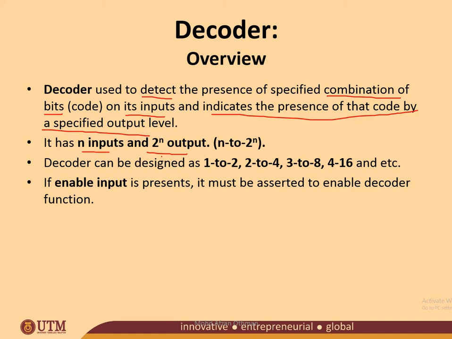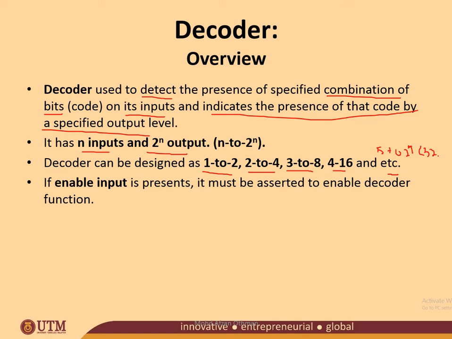So a decoder can be designed as 1 to 2, 2 to 4, 3 to 8, 4 to 16, etc. If you have 5, it's 5 to what? To 2 to the power of 5, which, if I'm not mistaken, is 32.